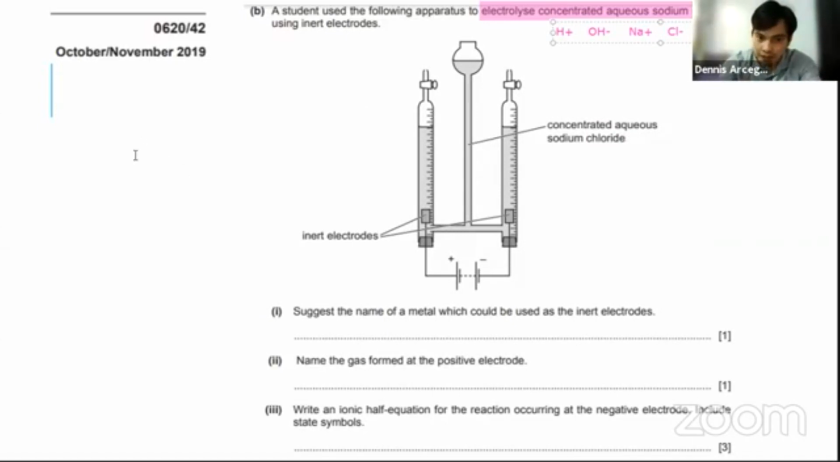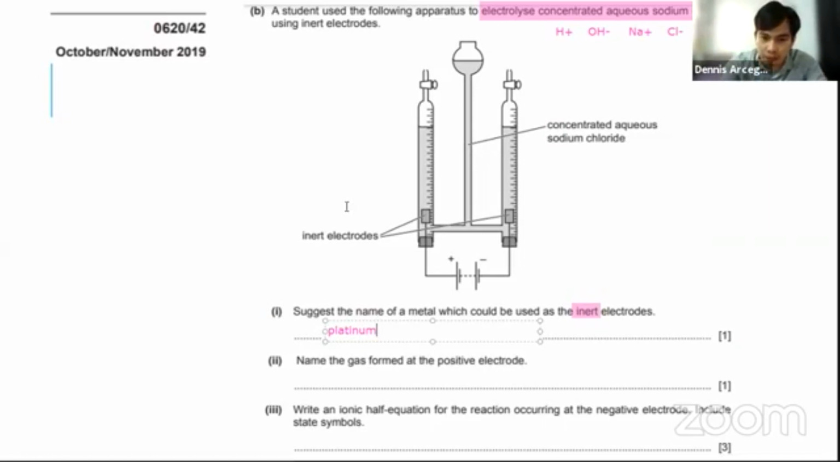Look at this one. Suggest the name of a metal which could be used as the inert electrode. Do you still remember the answer for this one? Most of you write graphite. But if they ask you to write inert, it means unreactive electrode. You should write platinum. If you write graphite, it will not be acceptable, because graphite is somewhat reactive, but they are asking about inert. Inert means unreactive, so the unreactive electrode is platinum.